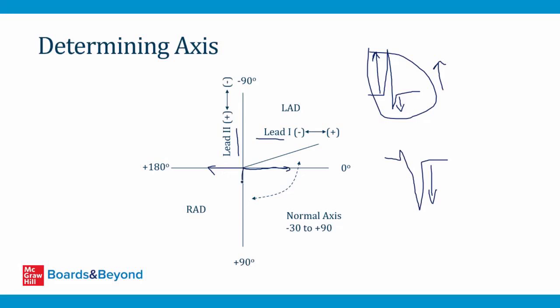For lead 2, if it's positive, you're going to go down in this direction, and if it's negative, you're going to go up in this direction. And so once you have two lines, a line created by lead 1 and a line created by lead 2, you add them together, and that will tell you where the QRS axis lies.